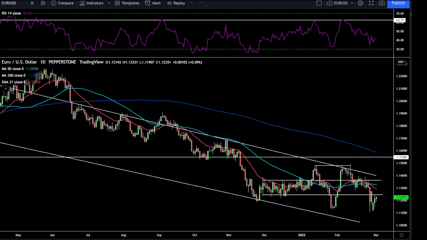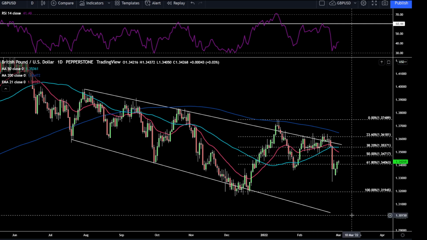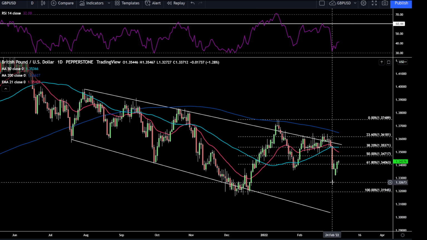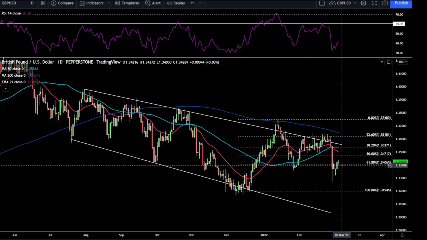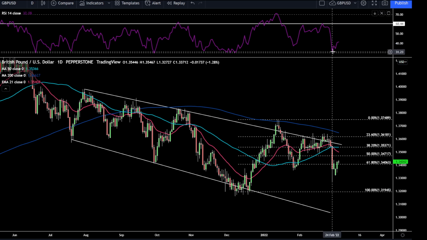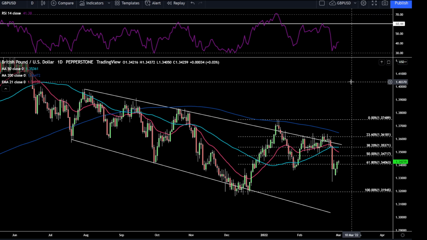Moving on to cable. Cable's quite an interesting one. I've drawn the Fibonacci here, and we got a drop below that level, and it rallied back up. It really did drop like a stone on the 24th of Feb. Price has now put its head just above that 61.8 Fibonacci level at 1.34, the round number. The RSI has bounced just from nearing oversold territory. It's having another bounce back up.